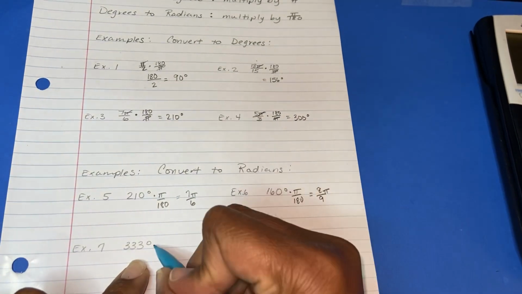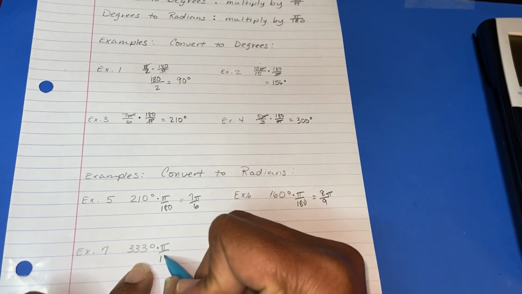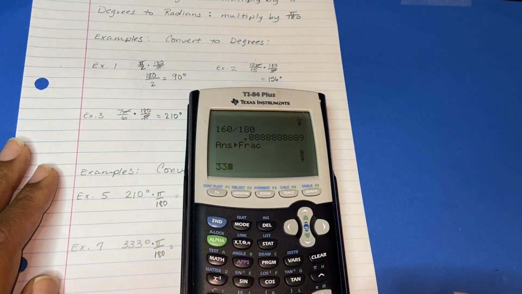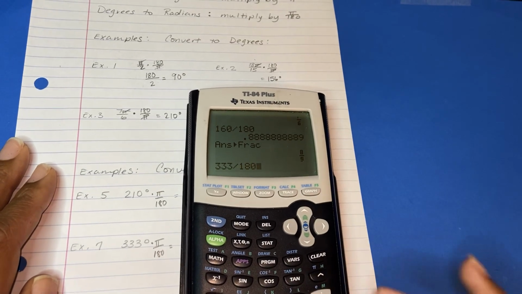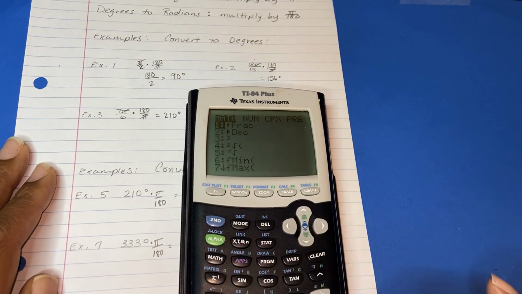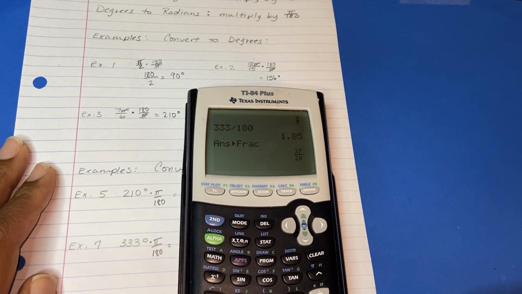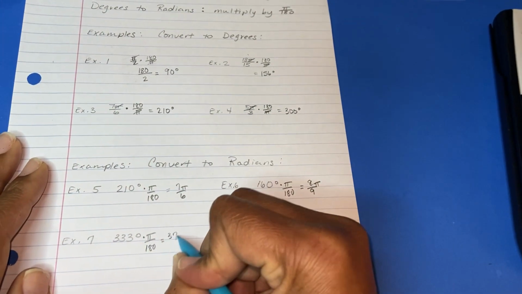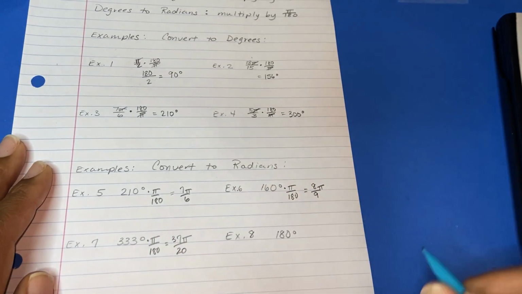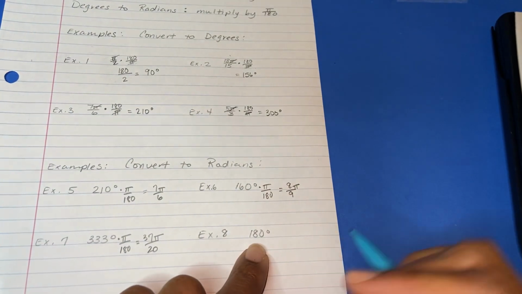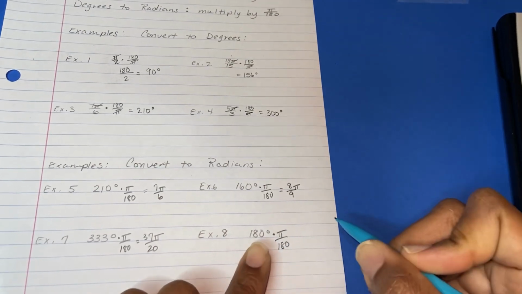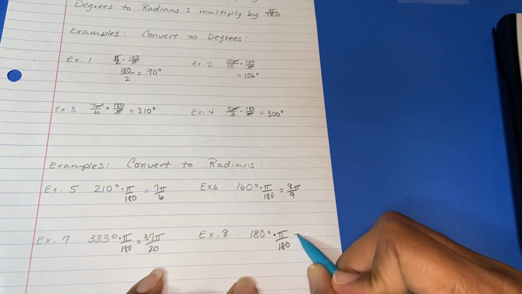Number 7, we're going to multiply by pi over 180. And we get 37 over 20. And then for number 8, we're going to multiply by pi over 180. The 180s would cancel, and we're left with pi.